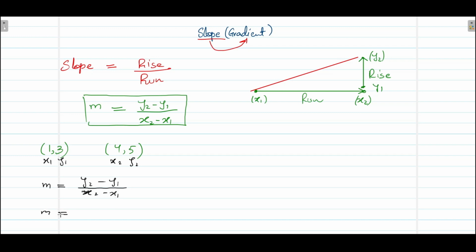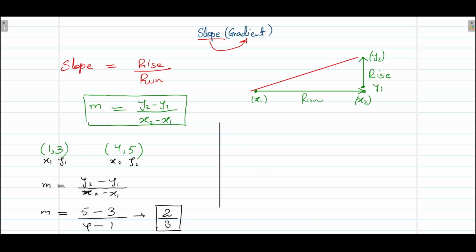So I just need to now replace the respective values. The value of y2 is 5 minus the value of y1, which is 3, over the value of x2, which is 4, minus the value of x1, which is just 1. If I simplify this, I'll get 2 over 3. So this is the slope of the line having these 2 points.